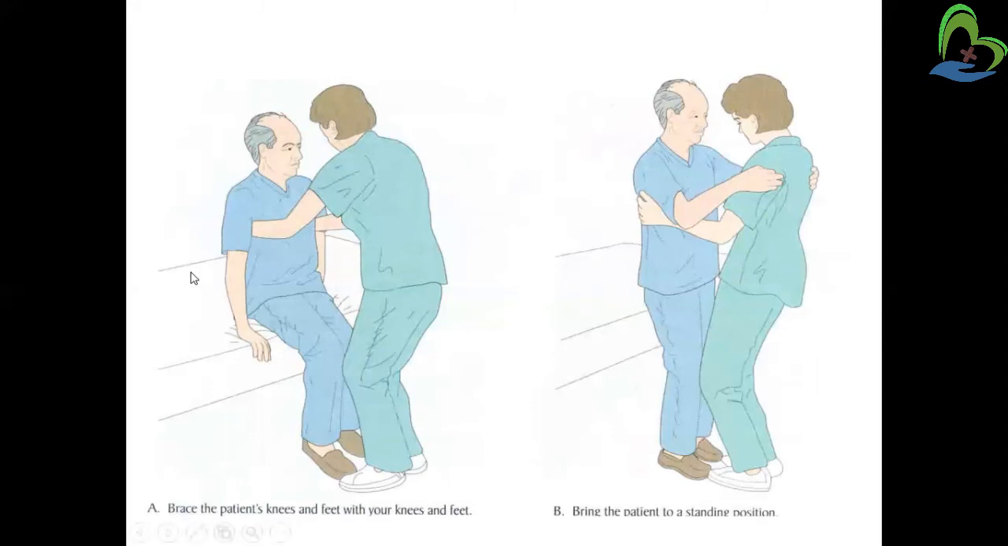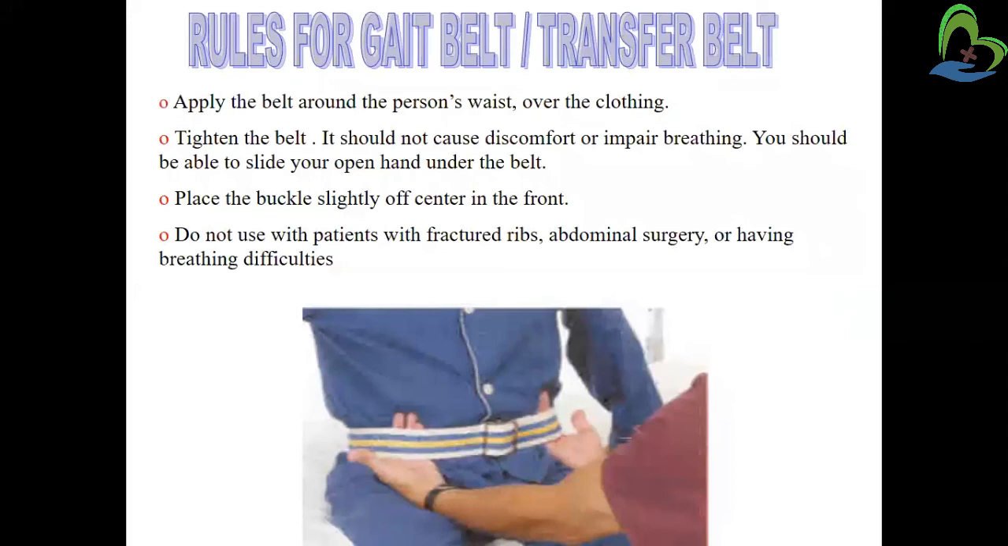So in the image it is shown: brace the patient's knee area and fit with your knees and feet. Okay, so the assistant can help by placing a hand under the patient's back area, under the shoulder, and then pull up the patient's body weight. Okay, so bring the patient to a standing position. By applying these principles of moving or turning the patient, we can transfer the patient easily.